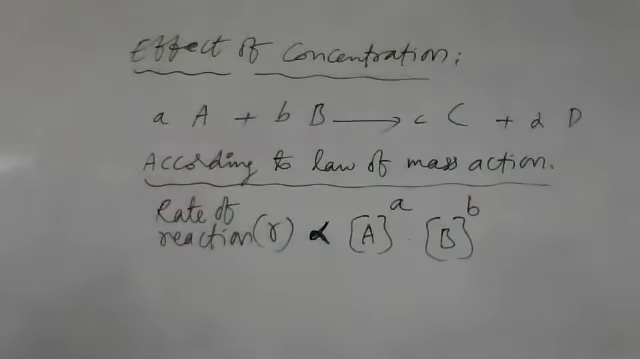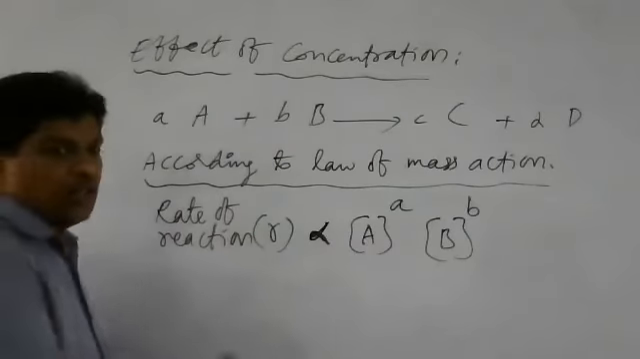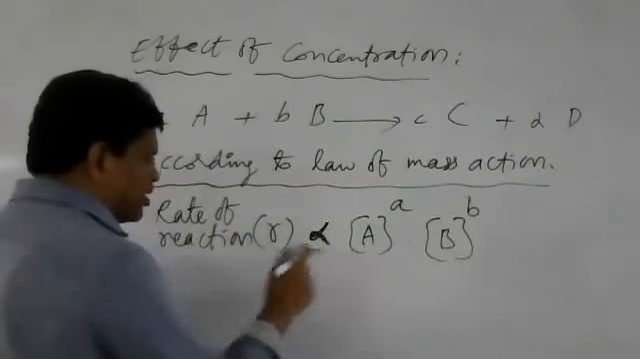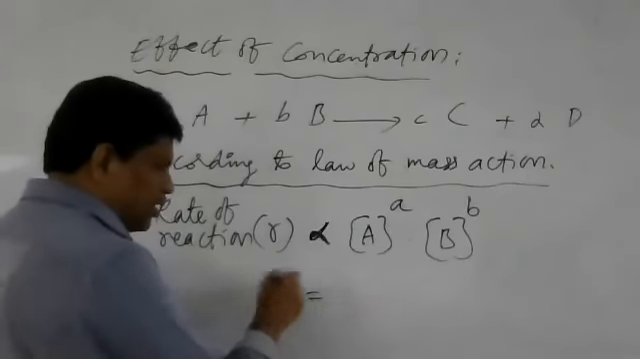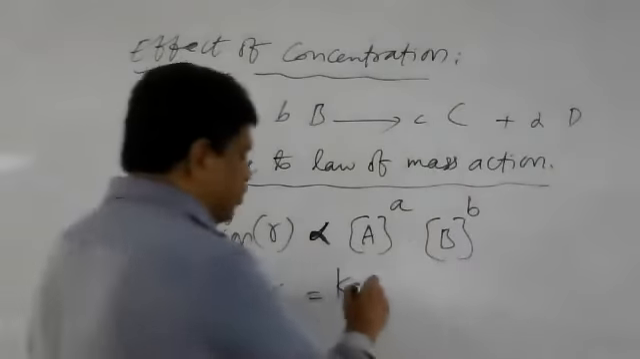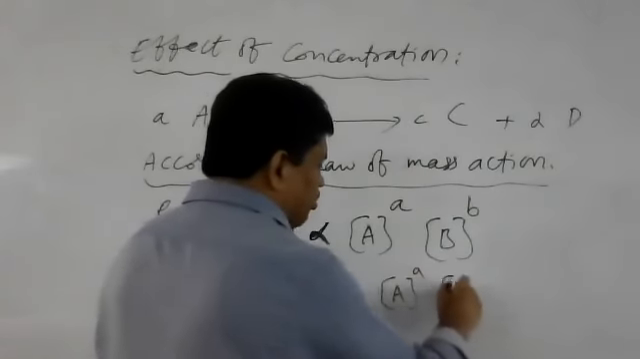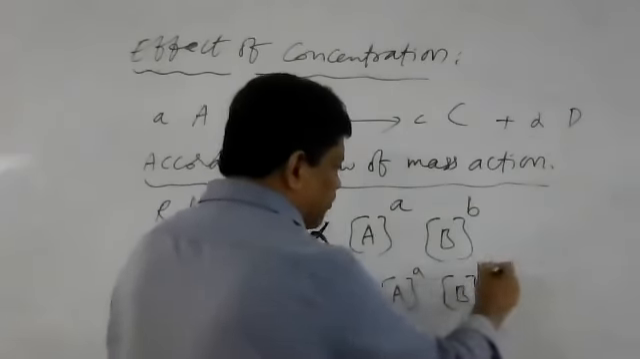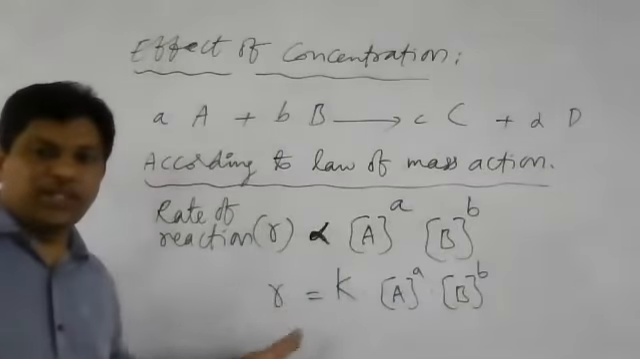So the rate of reaction is directly proportional to [A]^a into [B]^b according to the law of mass action. If you write one proportionality constant here, the rate of reaction equals some constant k into [A]^a into [B]^b. Is that clear? So this equation is correct.